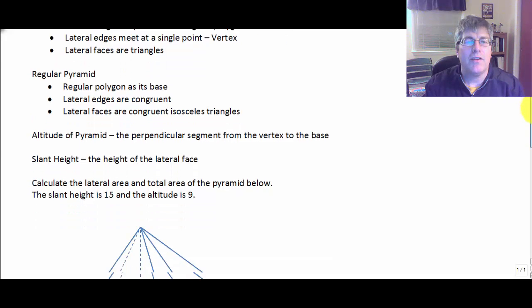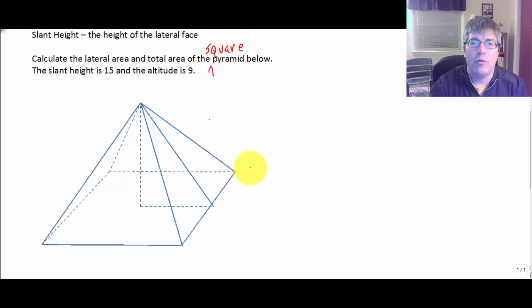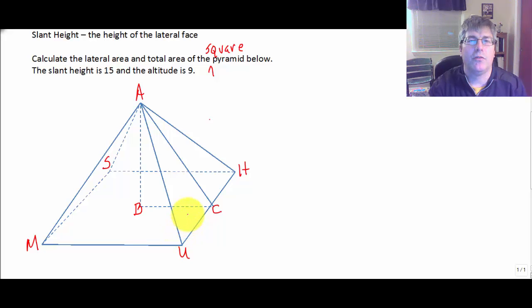So we have an example here below where we want to calculate the lateral area and total area of the pyramid. I did leave out one important piece of information, or several, but here's one. This is going to be a square pyramid. So we know our base is a square. So we can put some labels on here real quickly. AB is our altitude, AC is our slant height. Put the vertices of our square base, and we've got some labels to work with.